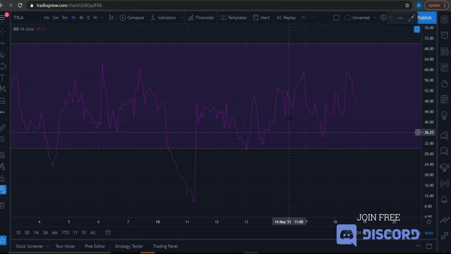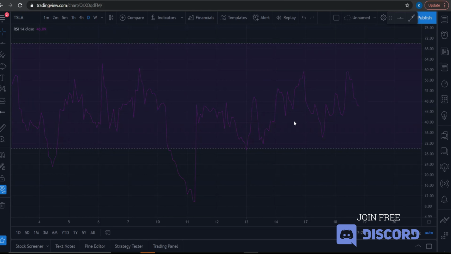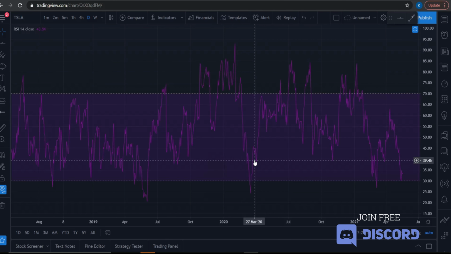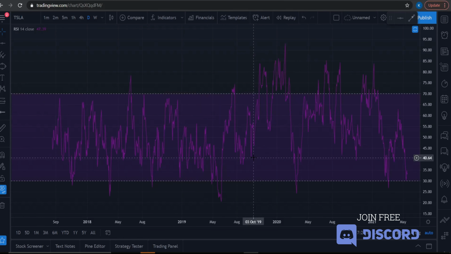And it takes a second to load up, but there you go. So again, we're looking at the day chart, the day RSI. If we zoom out on the day RSI, I just scroll out on my mouse, you can see that this thing is just this big squiggly line.